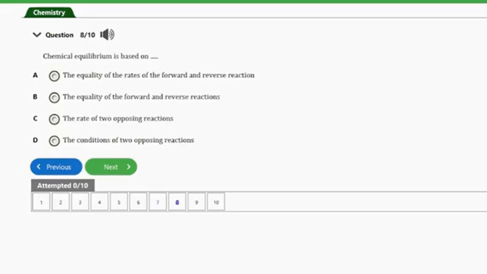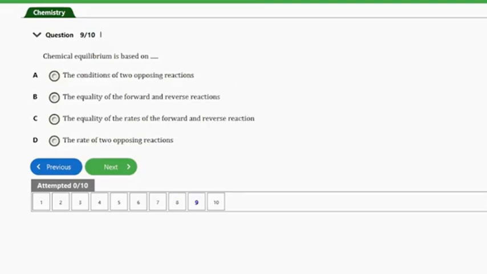Question number 8. It says, chemical equilibrium is based on A, the equality of the rates of the forward and reverse reaction, B, the equality of the forward and reverse reaction, C, the rates of two opposing reactions, D, the condition of two opposing reactions. So guys, the answer to this question is option A. Chemical equilibrium is based on the equality of the rates of the forward and that of the reverse reaction. So that's it, guys. Let's consider the next question, and that's question number 9 here.